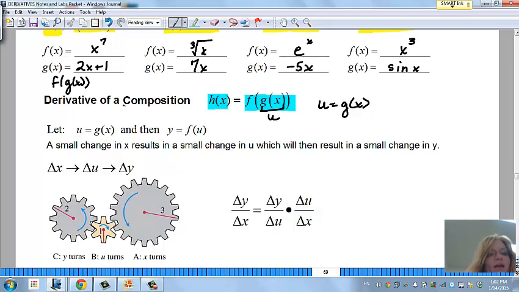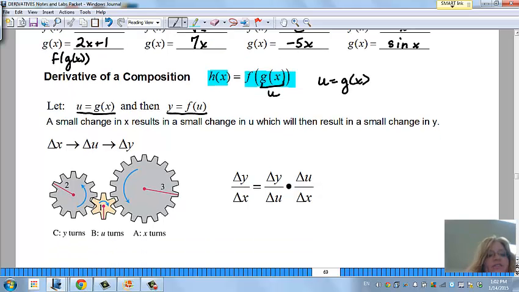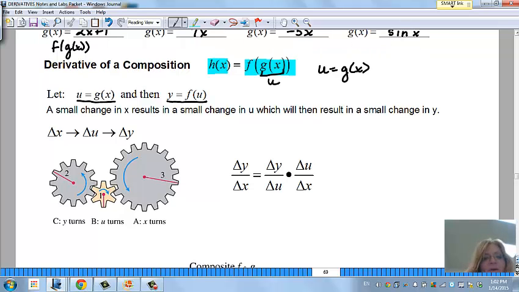So if I let u equal g of x, then y equals f of u. Now, a small change in x results in a small change in u, which then results in a small change in y. That basically means that you have gears. So if I have a change in x, it will change u, and then it will change y. So it's like a chain effect, hence the name of the chain rule. So here's my outside.